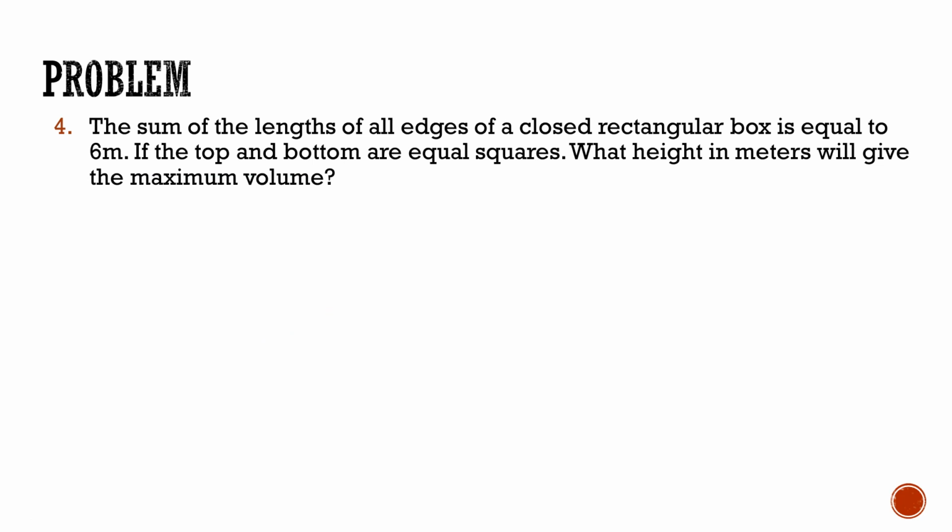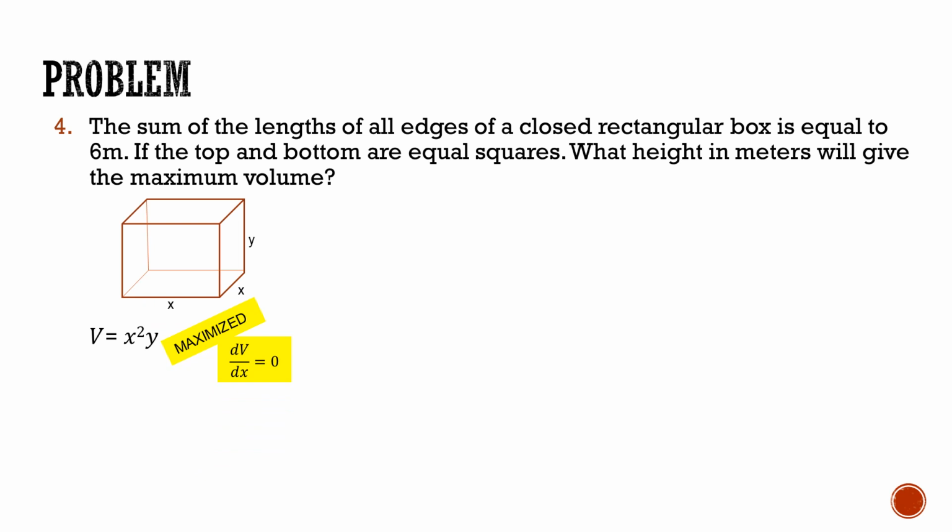So, number 4, we have the sum of the lengths of all edges of a closed rectangular box is equal to 6 meters. If the top and bottom are equal squares, what height in meters will give the maximum volume? So we actually refer to a cube. This cube, its top is a square. So therefore, square. We assign a dimension, which are equal, x. And the height is y.